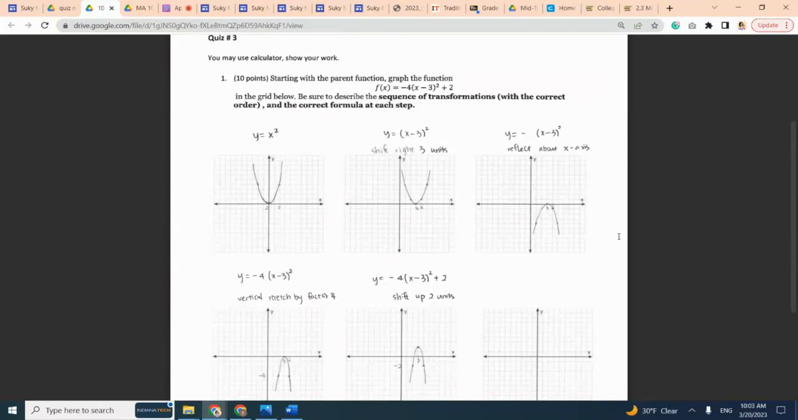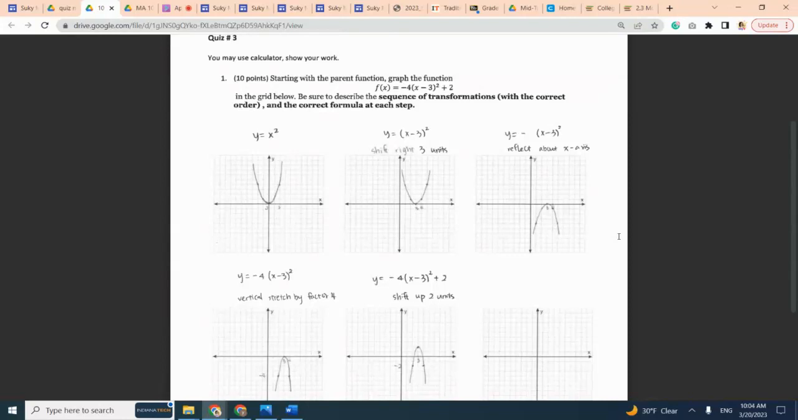So this is the parent function, x squared. It has 5 key points. Make sure you pass through those 5 key points. And then look at this. Do we have shift left or right? Follow the order. Yes, x minus 3. So minus is right. So shift right 3 units. All of those 5 key points shift to the right 3 units.